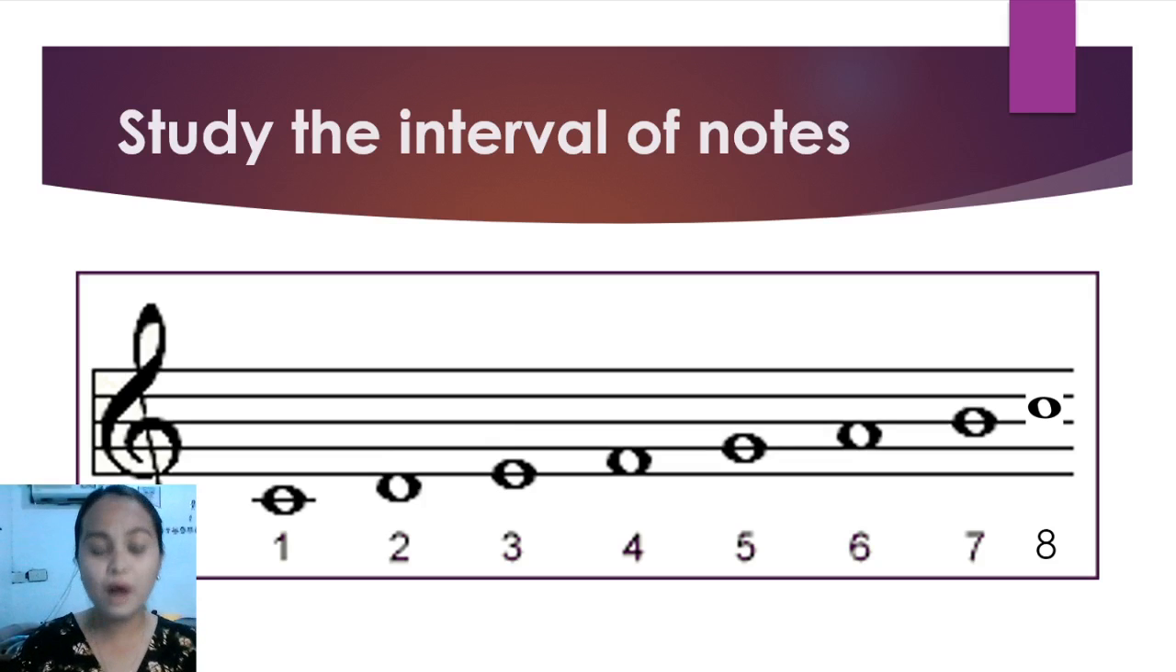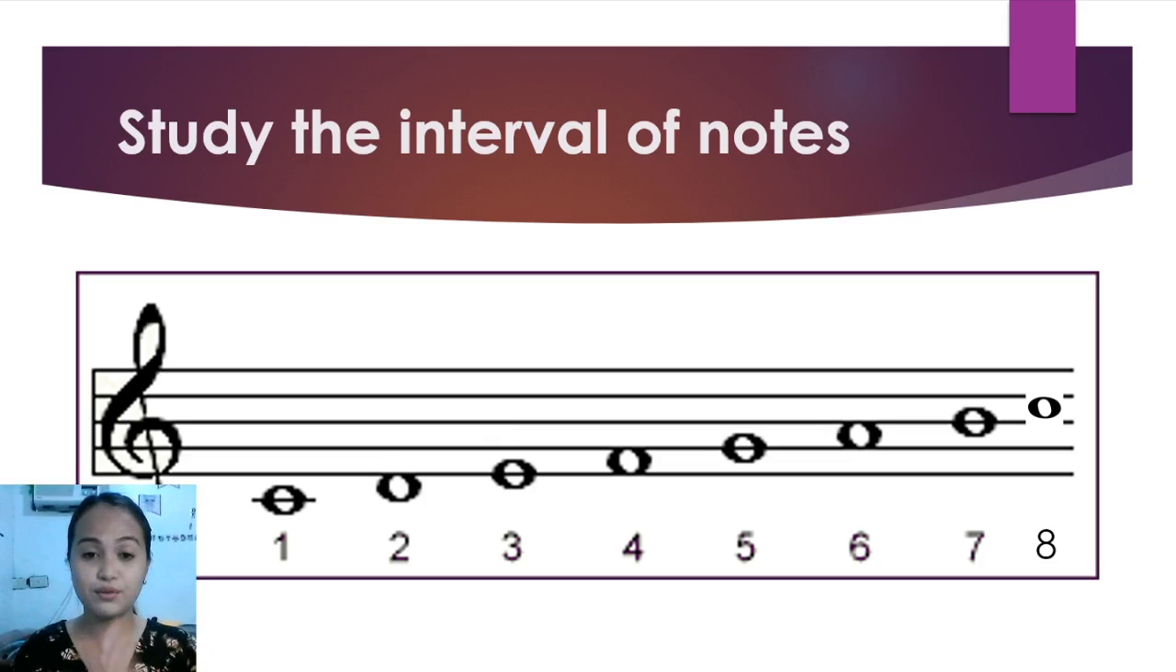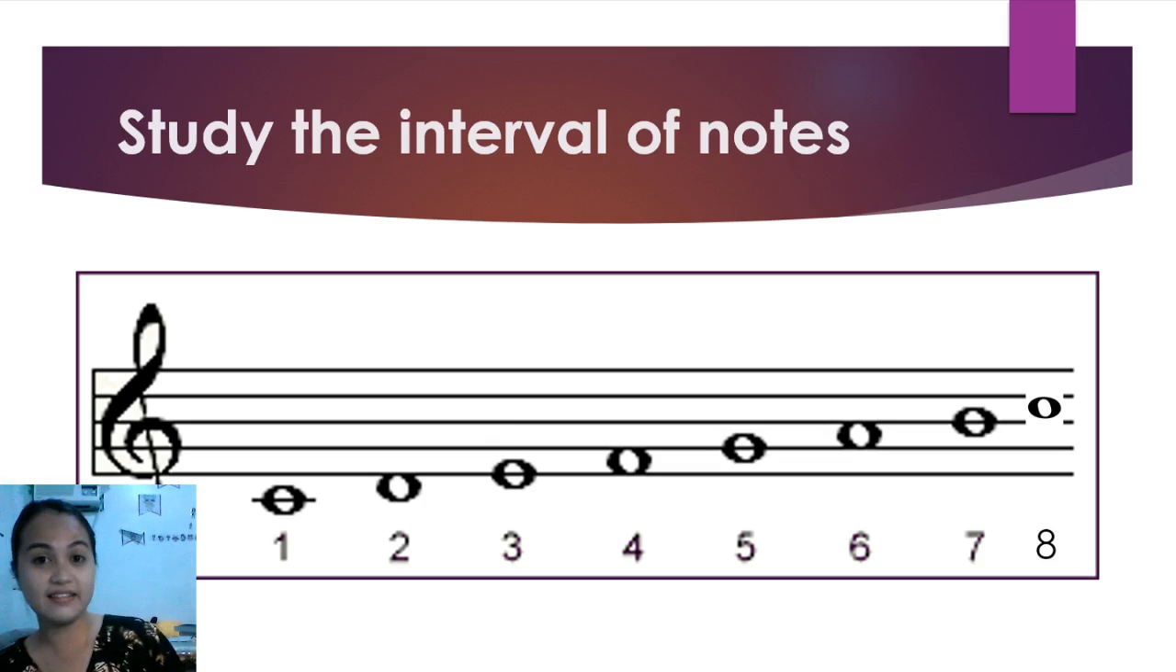Number 1 is for prime. Number 2 is for second. Number 3 is for third. Number 4 is for fourth. Number 5 is for fifth. Number 6 is for sixth. Number 7 is for seventh. And 8 is for octave. The 1 is prime and 8 is octave. They are different.